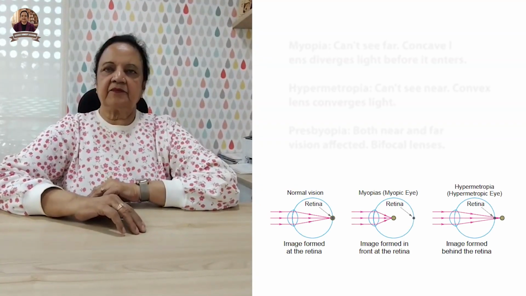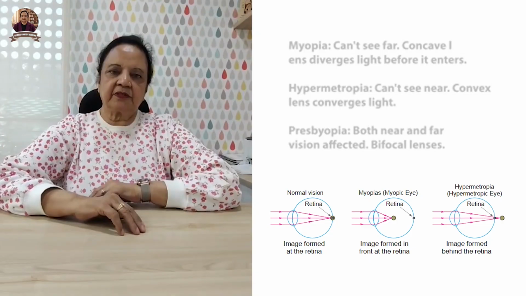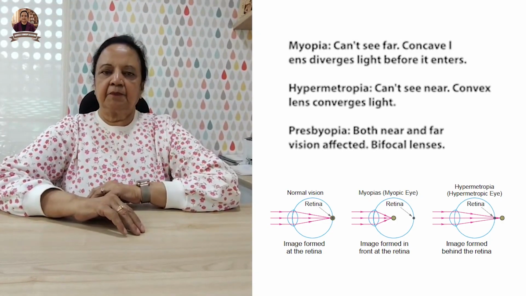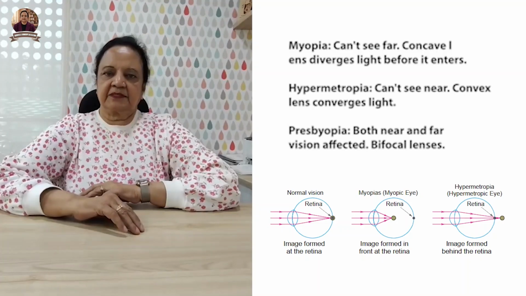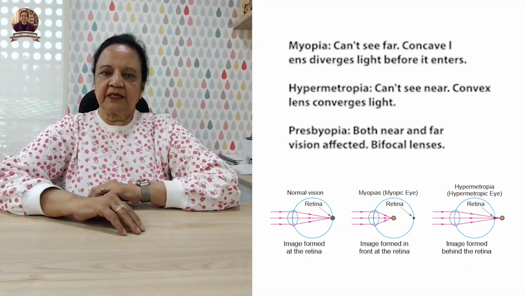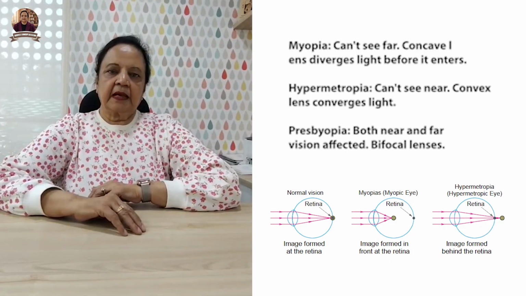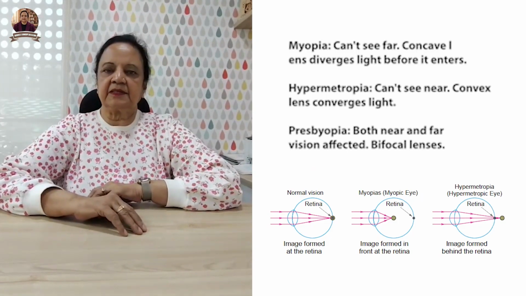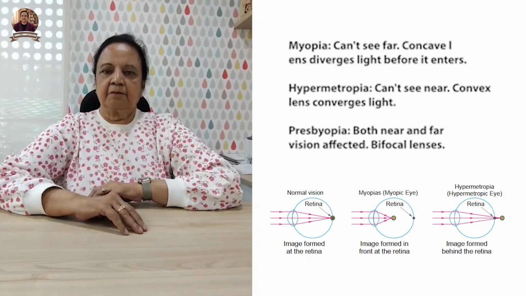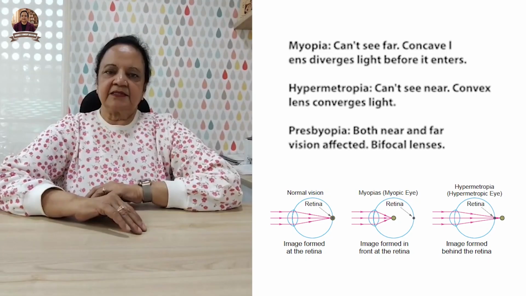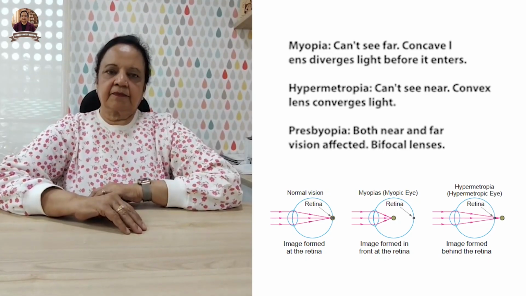Myopia. It is the defect of the eye in which the person cannot see the far off objects clearly but can see the nearby objects. Concave lens diverges light before it enters. Hypermetropia. In this defect, person cannot see nearby objects but can see the far off objects. Convex lens converges the light.